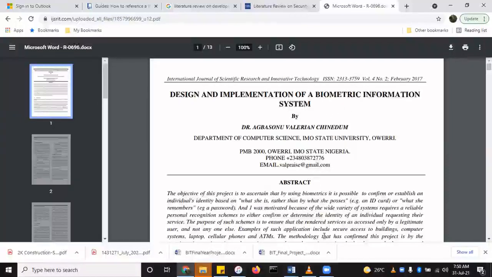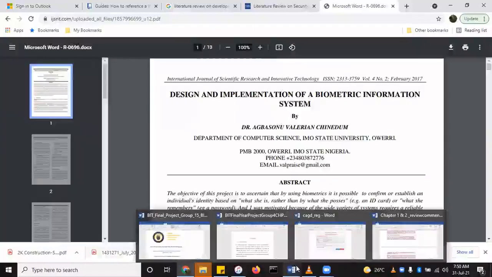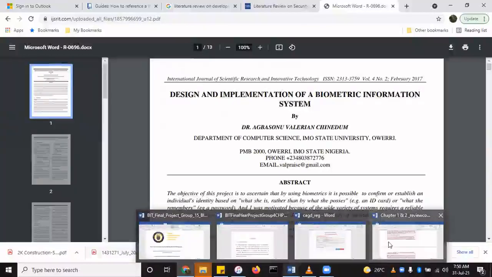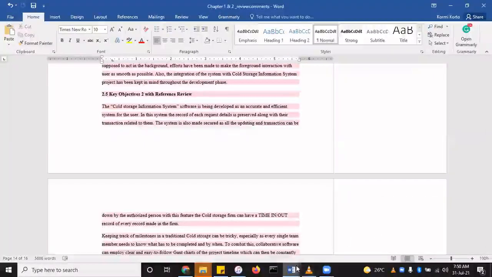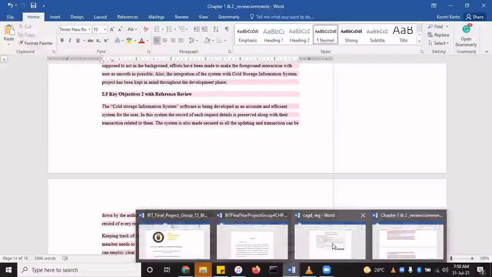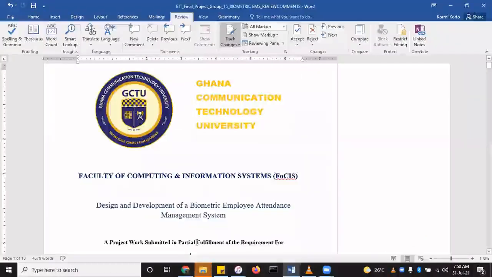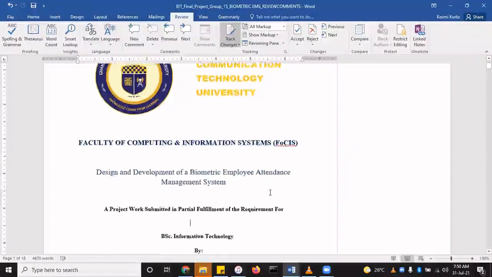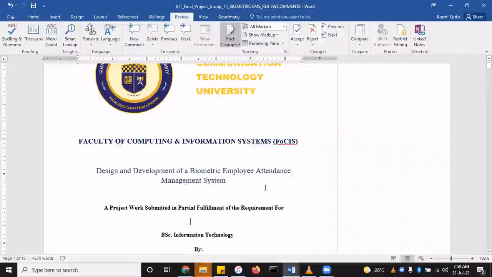So I think there's a student that handled, let me see if I can find that. Here we go. This is design and development of a biometric employee attendance. So it's something similar. That's good. So we can use that as a research or reference or literature document for this particular topic here.